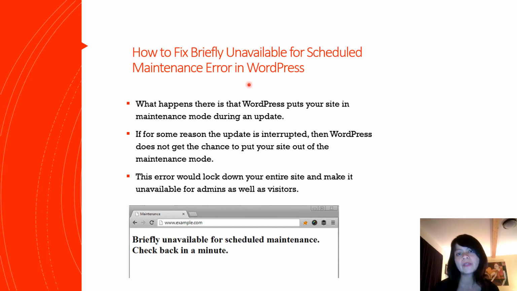How to fix the briefly unavailable for scheduled maintenance error in WordPress. What happens when WordPress puts your site in maintenance mode during an update? If for some reason the update is interrupted, then WordPress doesn't get a chance to put your site out of maintenance mode. This error would lock down your entire site and make it unavailable to not just the admins, but also to people who are trying to visit your site.